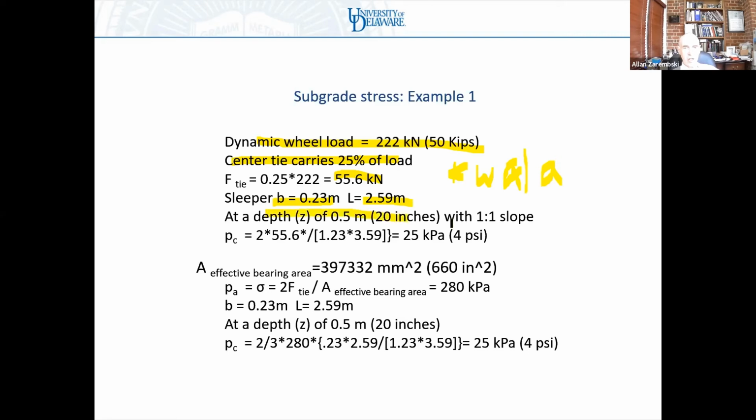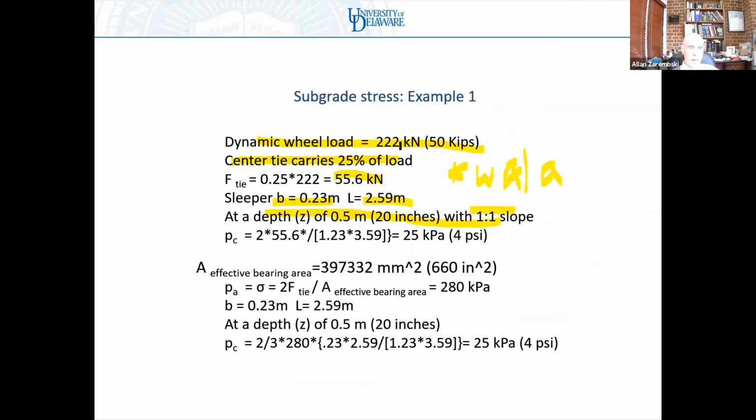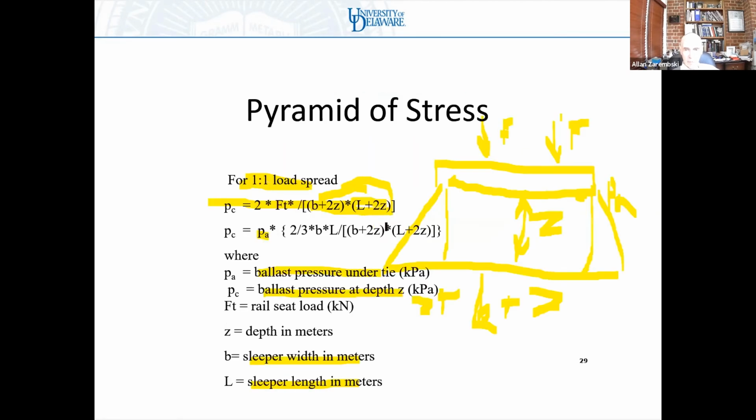at a depth Z, and if I assume a 1-to-1 slope, so if I assume a depth of 0.5 meter, so if we come back and we look at this equation right over here, the pressure at 0.5 meter is 2 times 55.6, which is 2F, divided by 0.23 plus 0.5 plus 0.5, so that's 1.23. And then the L is 2.59 plus 0.5 plus 0.5.